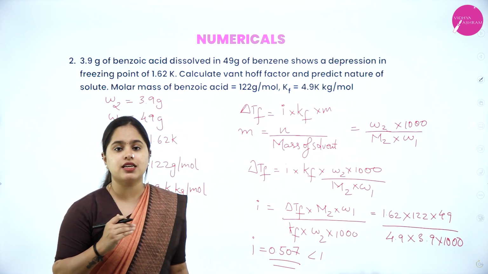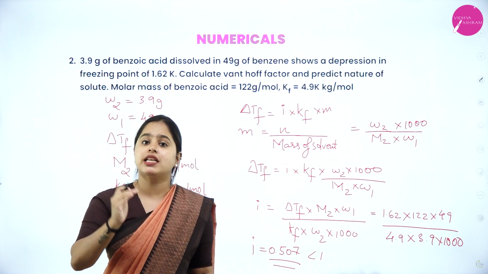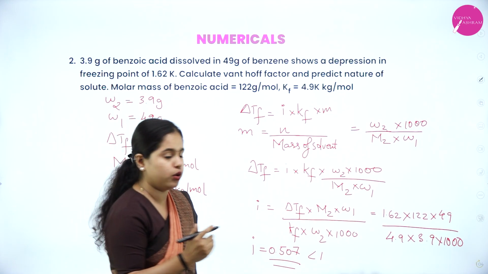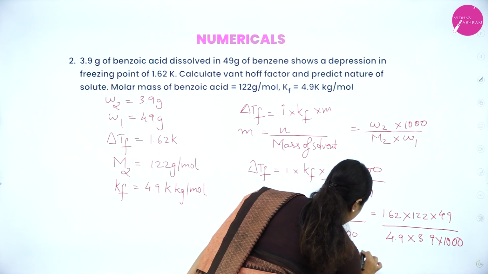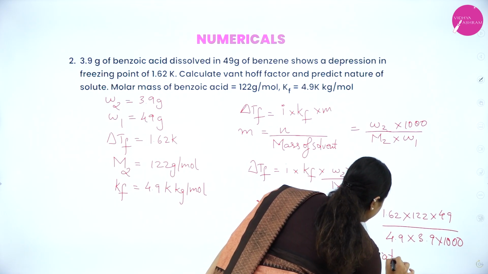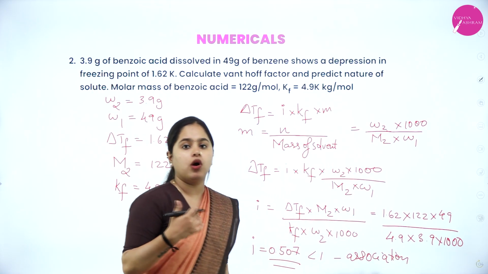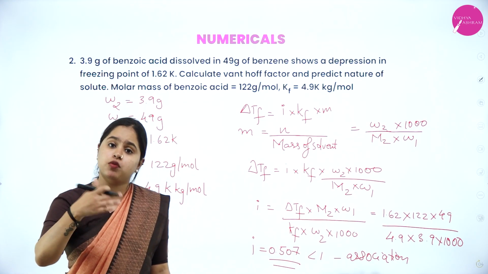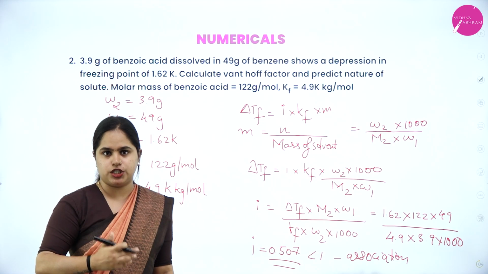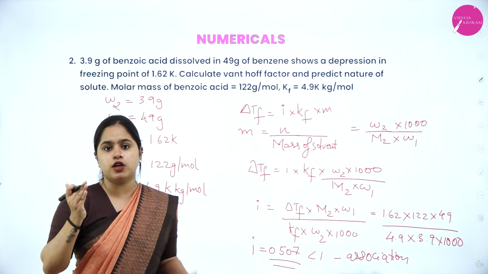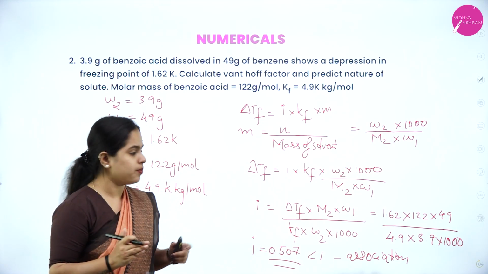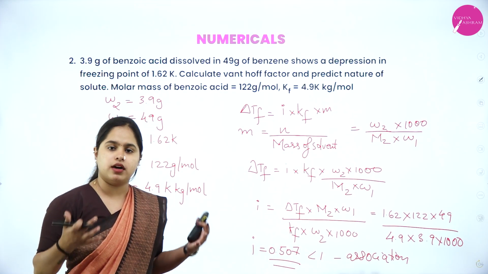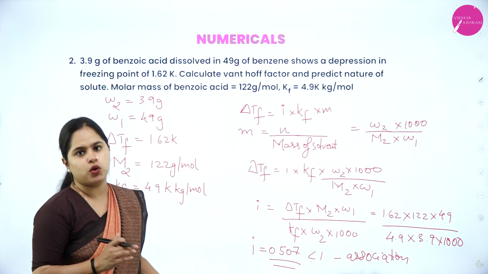So, in the last class we discussed what is happening to the solute when the I value is less than 1. The solute particles are undergoing association, right? If it was greater than 1, it undergoes dissociation, and if it is equal to 1, it neither undergoes association nor dissociation. In this case, as the I value was less than 1, the solute particles are undergoing association. So I hope it is clear.